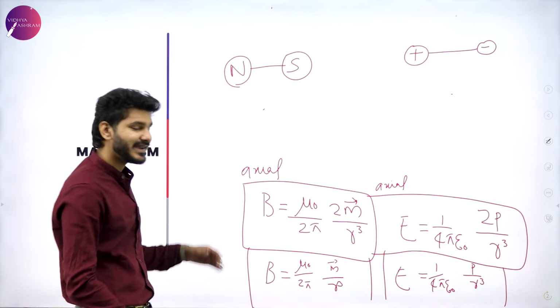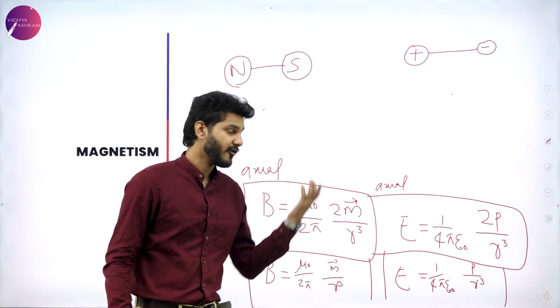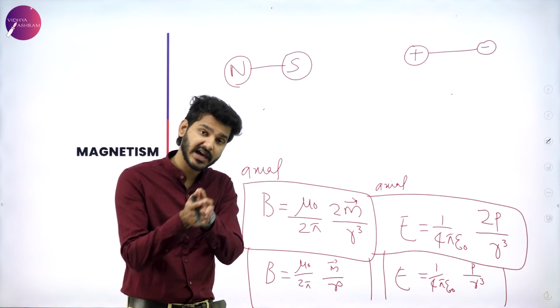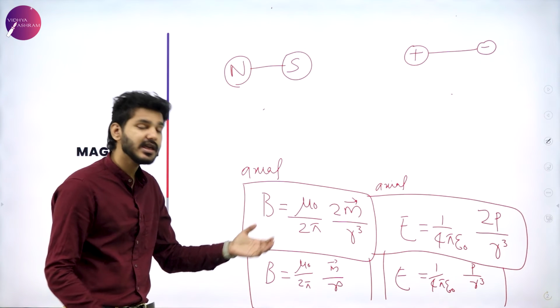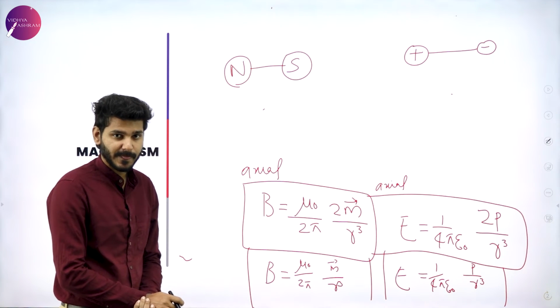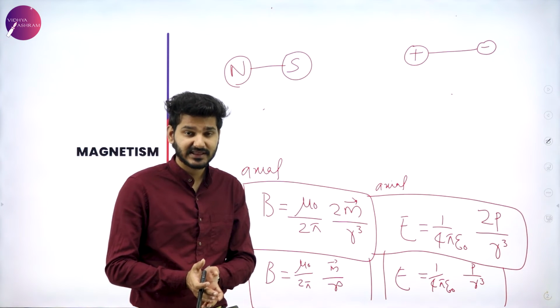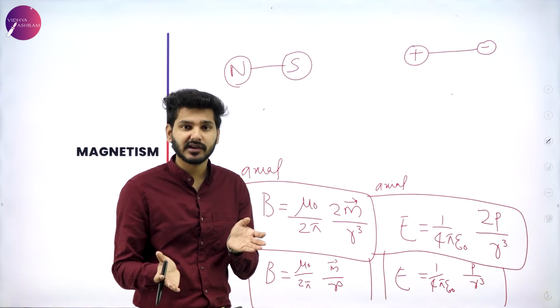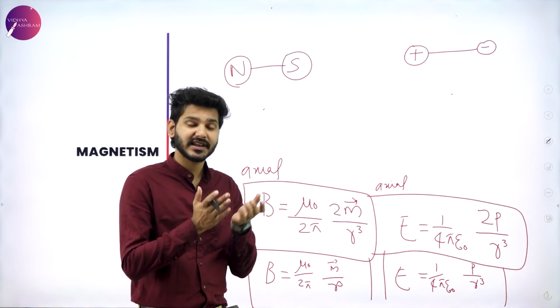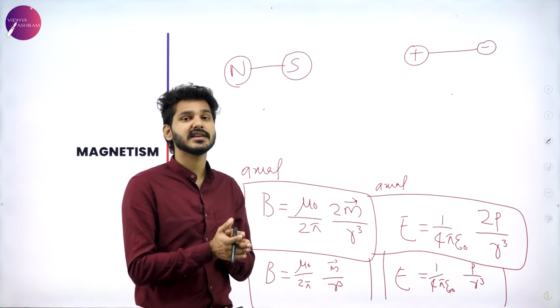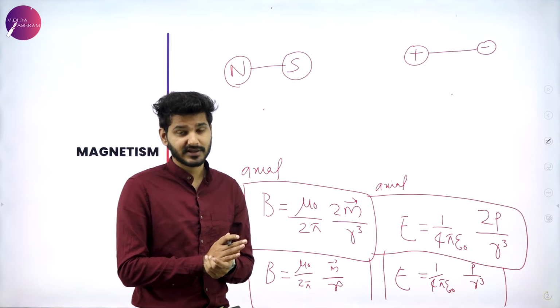So basically, it is a comparative study. Whatever we studied for the electric field, most of it is directly applicable in the magnetism case also. Why? That is because they are complementary fields. That is, the electric and magnetic fields are complementary to each other. They share a certain level of symmetry with each other.